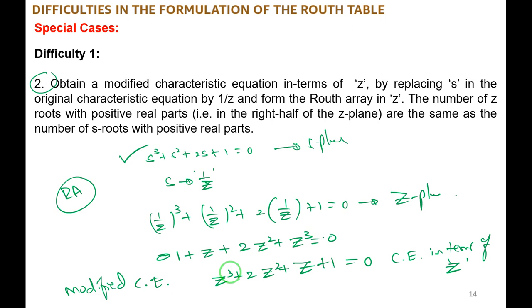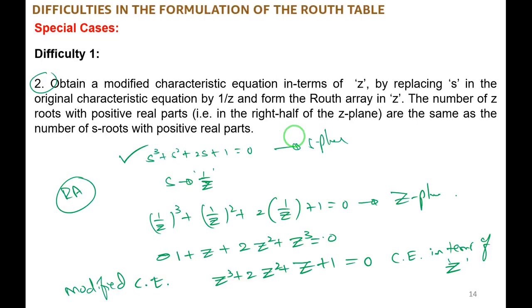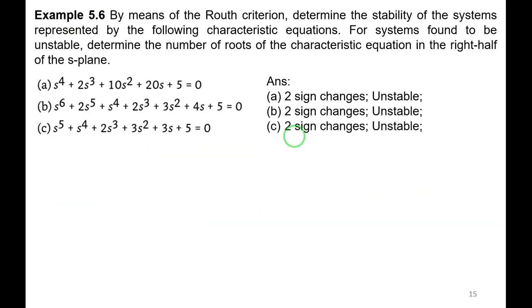Next we'll solve a few numericals with respect to difficulty 1, and then we'll try to understand difficulty 2, and we'll solve numericals on difficulty 2 also. Right now we will wind up. Okay, we'll not solve this numerical. You take a screenshot. I'll stop recording.